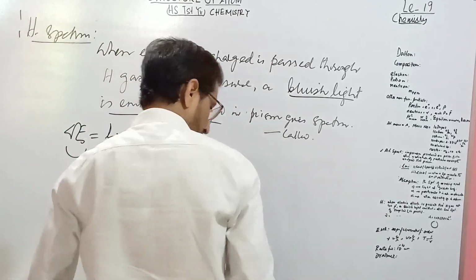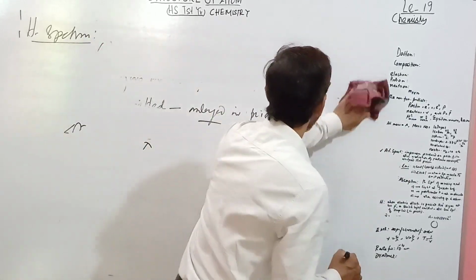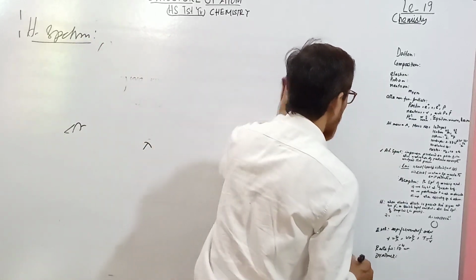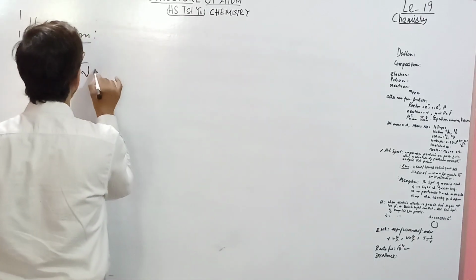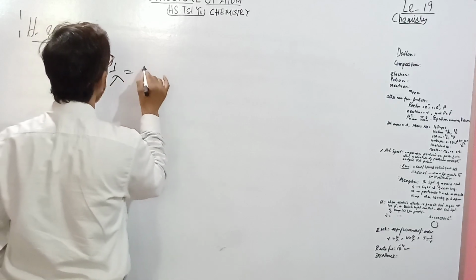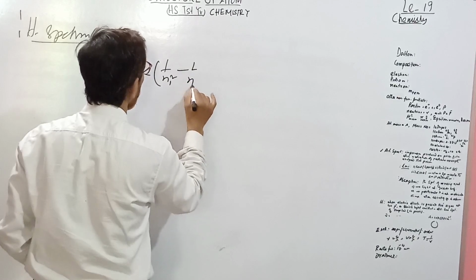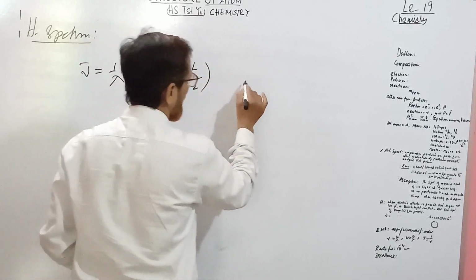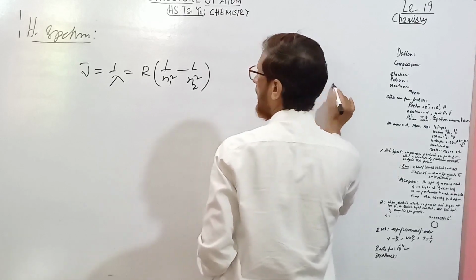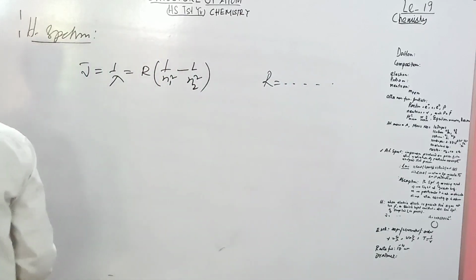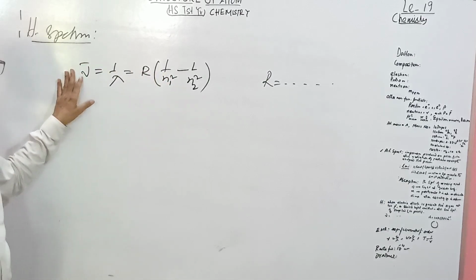So if you talk about it, we know nu bar is equal to 1 by lambda is equal to R into 1 by n1 square minus 1 by n2 square, where R is equal to the Rydberg constant. The SI unit value is there, and the CGS value is there. So nu bar is equal to wave number.